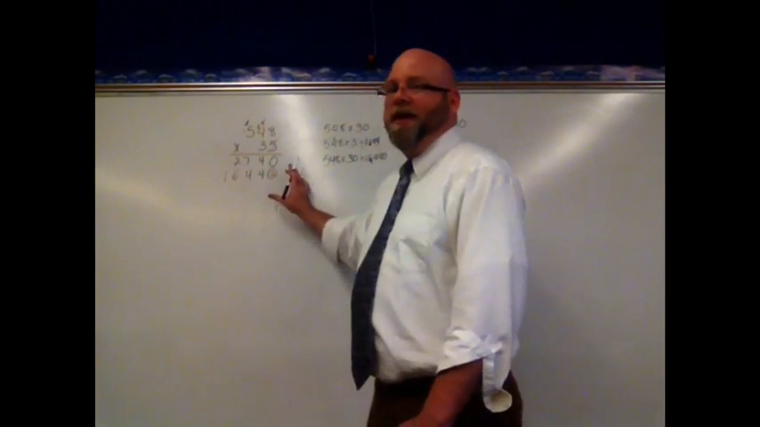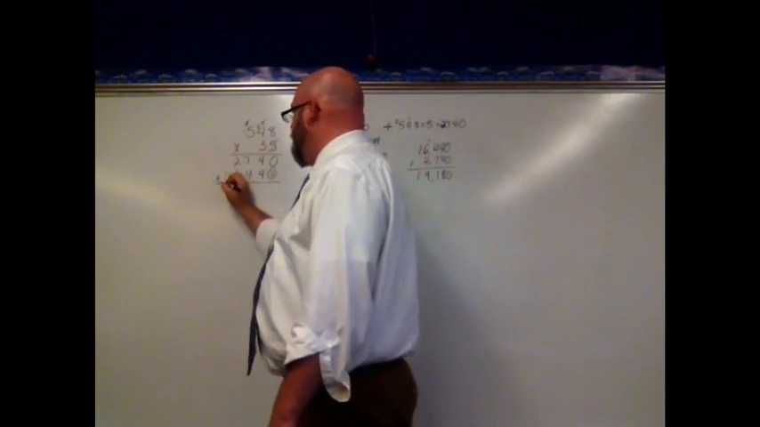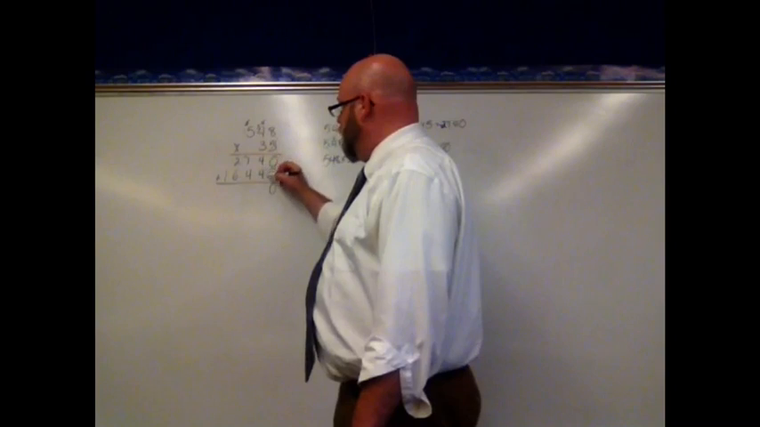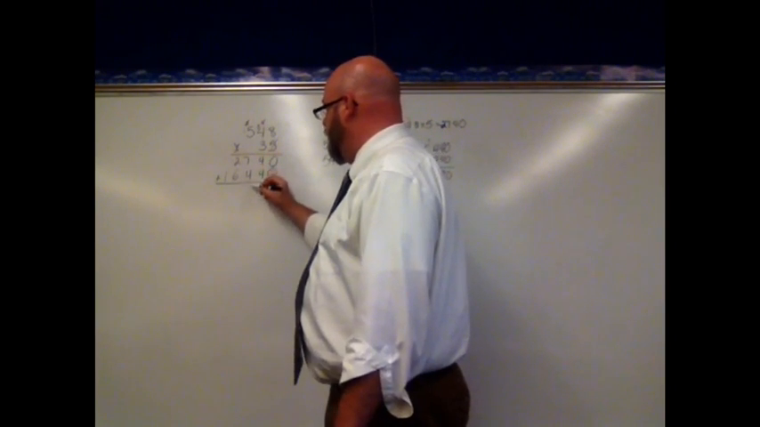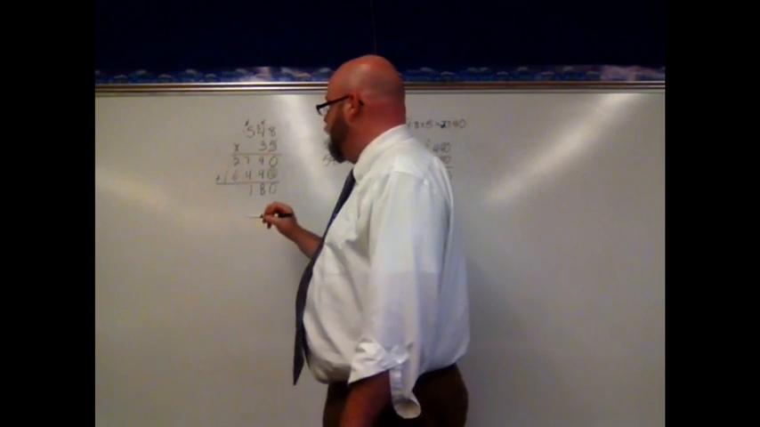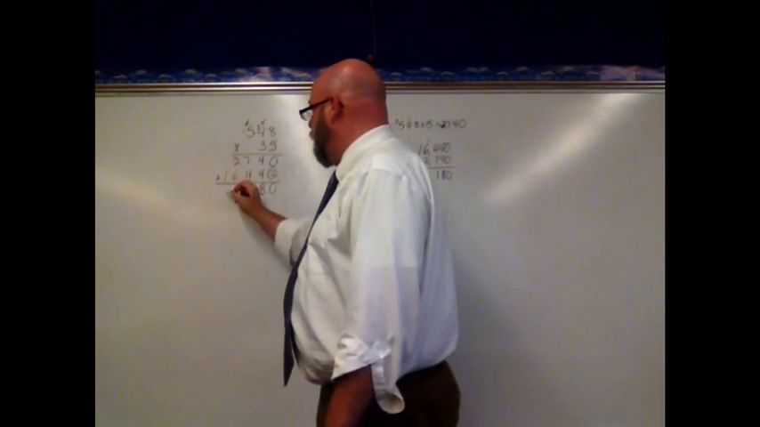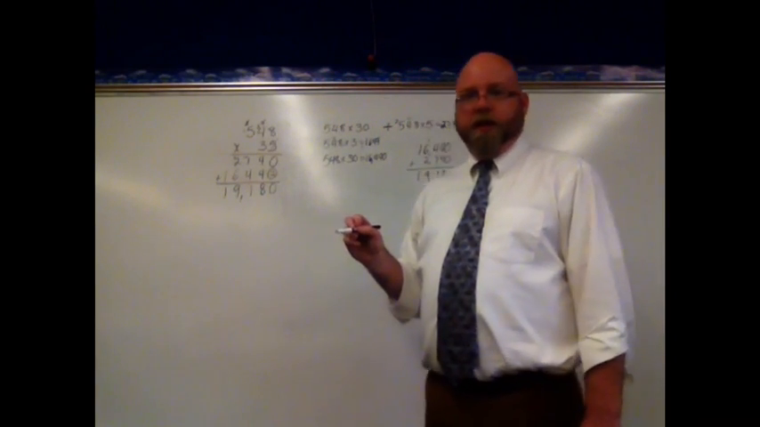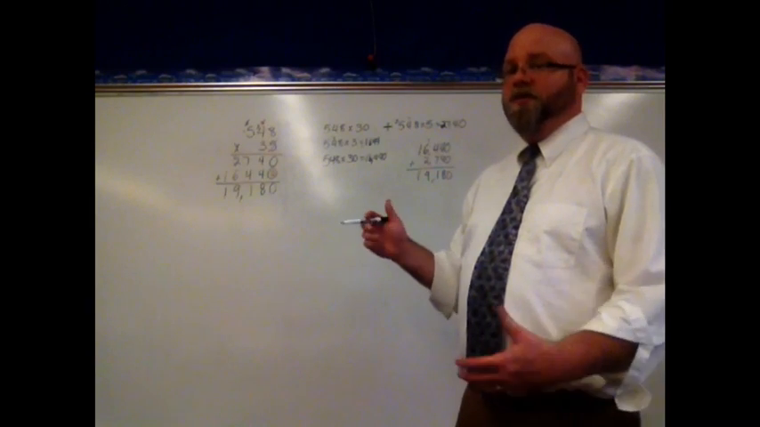It's just in a more compact, easy to follow form. I'm going to go ahead and add. 0 plus 0 is 0. 4 plus 4 is 8. 7 plus 4 is 11. Carry my 1. 1 plus 2 is 3. Plus 6 is 9. And my 1 comes down, and I get 19,180. Let's take a look at a couple more problems multiplying a two-digit number by something else.